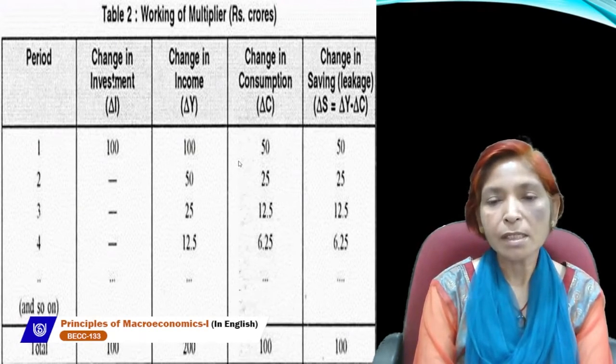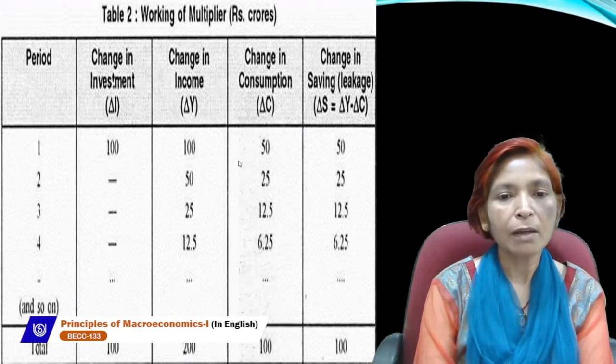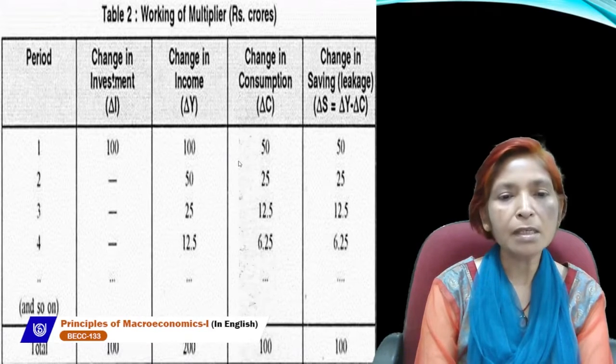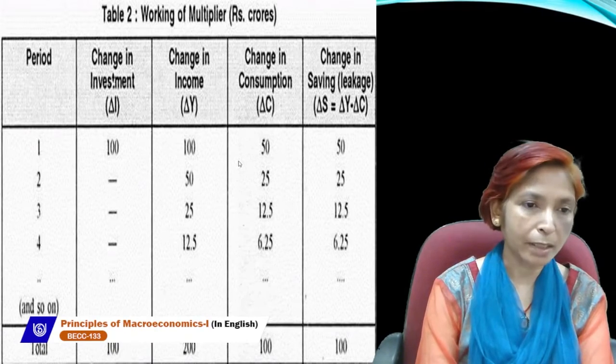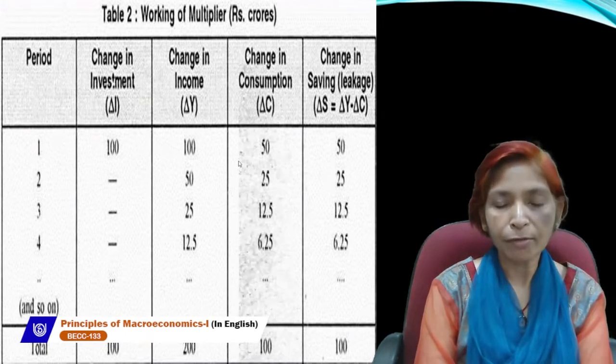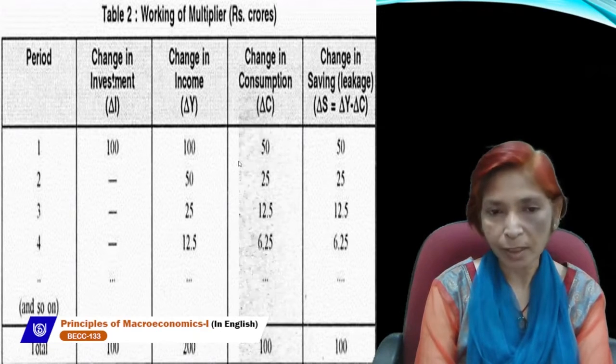So change in saving will be 50. After that, its formula is first b into delta I. Here b is MPC and delta I is change in investment. If MPC is 0.5, so 0.5 into 100 will be equal to 50.